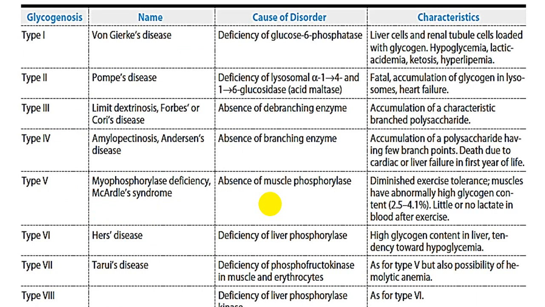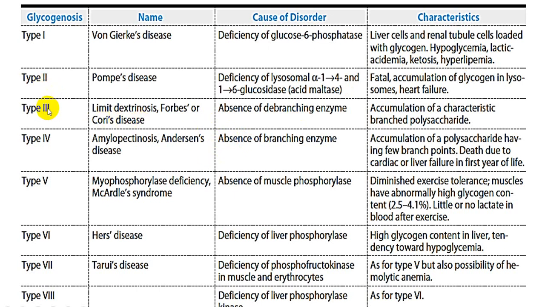For instance, type 1, as I explained, von Gierke's disease, is absolutely because of deficiency of the enzyme glucose 6-phosphatase. The symptoms are liver cells and renal tubular cells loaded with glycogen, hypoglycemia, lactic acidemia, ketosis, and hyperlipidemia, and I explained why.